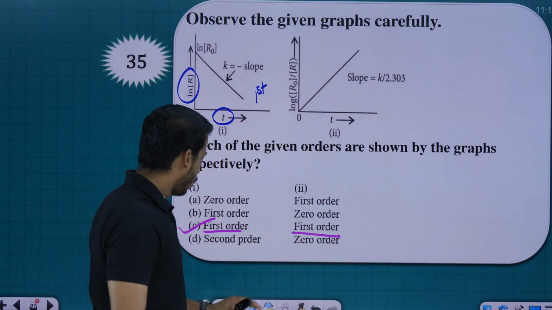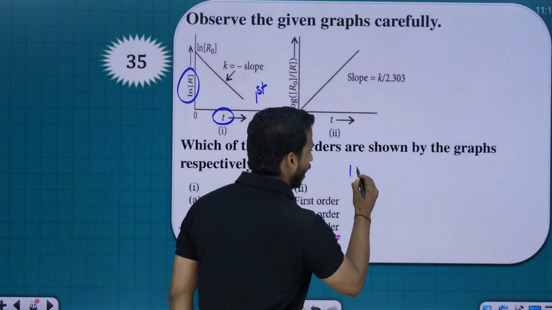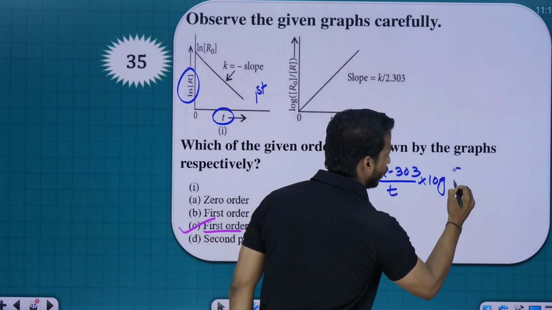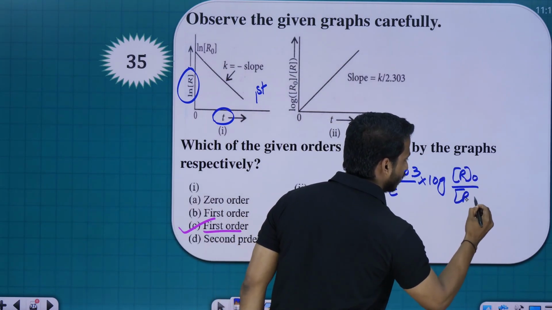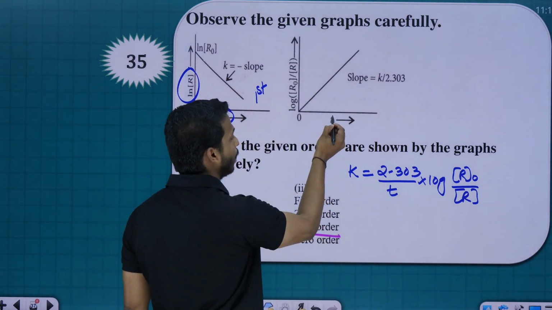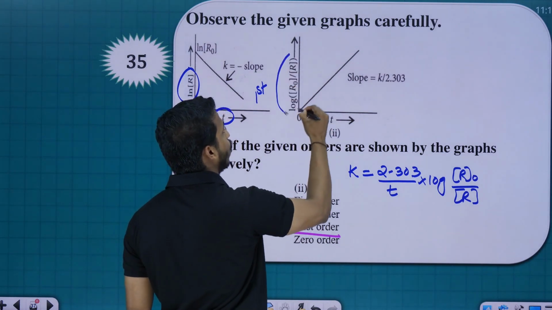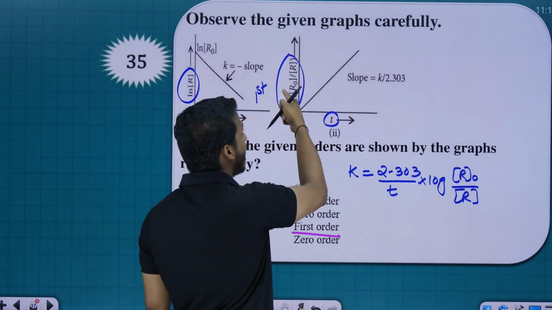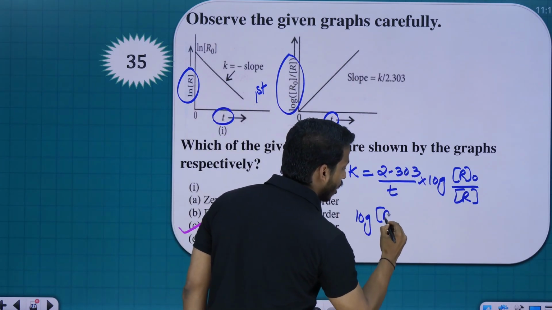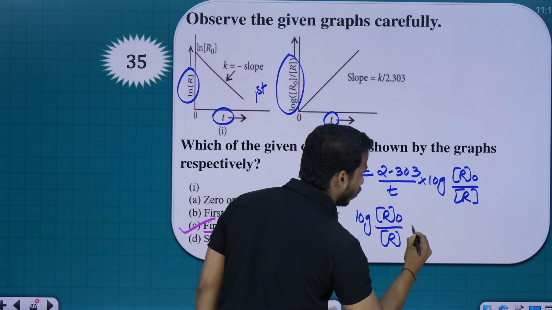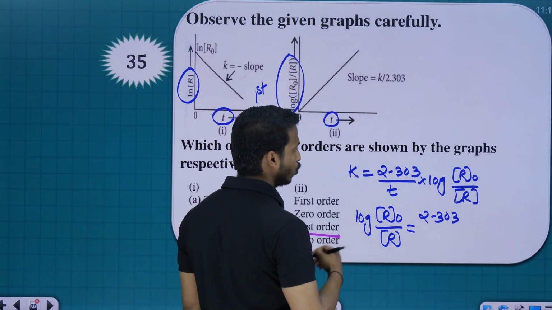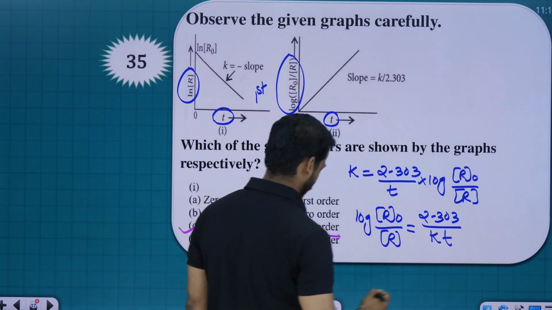How is this graph first order? What is the equation for rate constant here? k is equal to 2.303 by t into log of R naught divided by R. That is the equation for rate constant. Yes or no? So from this one, they plotted with time, right? Time versus this log R naught by R. So let the y-axis be this term. Let me bring it into the y-axis. So log R naught divided by R is equal to 2.303 divided by what? kt.